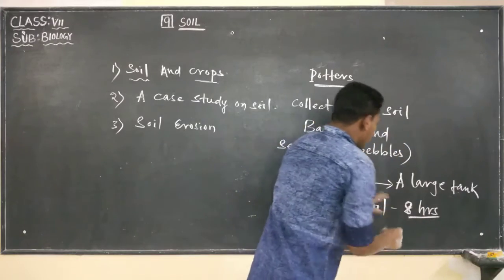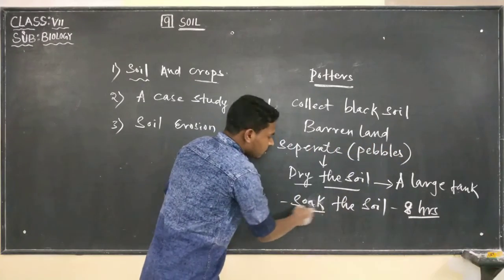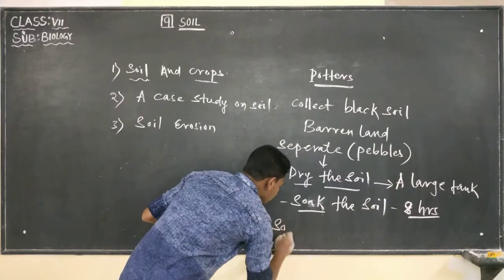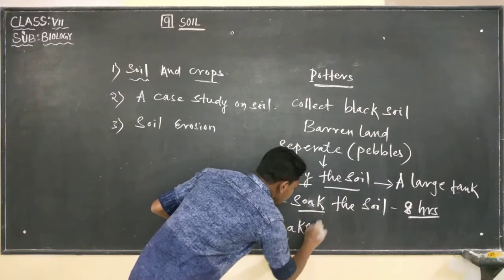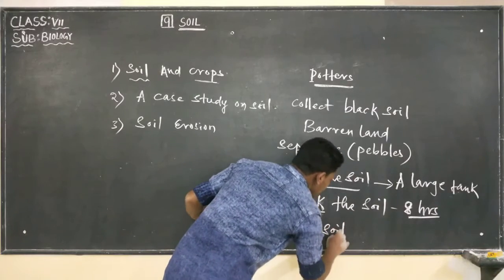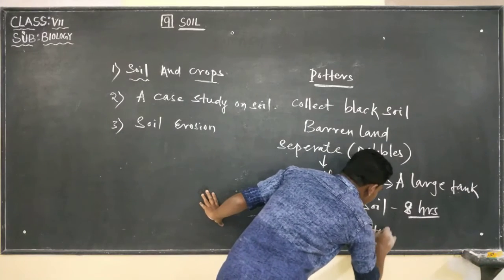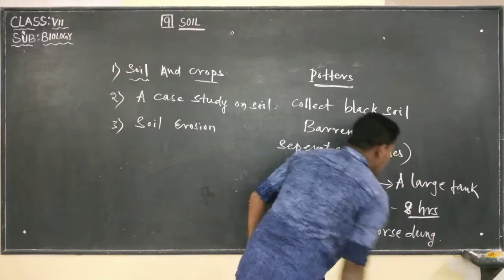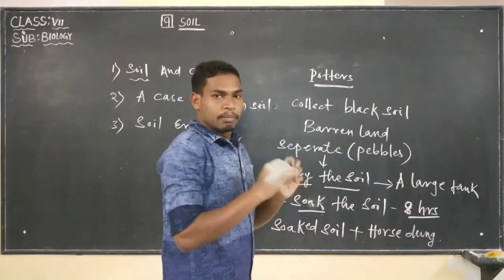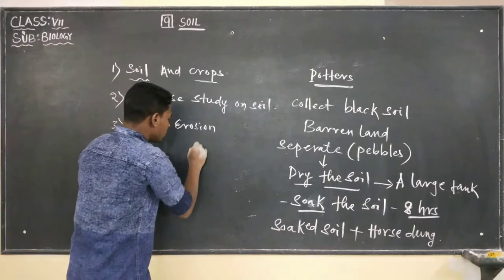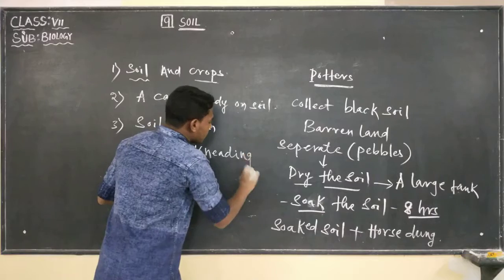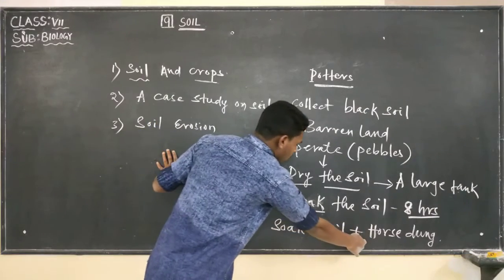After this, they mix horse dung into the soaked soil. So here I am writing: soaked soil plus horse dung. They mix it properly, and that process is known as kneading. They knead the soil with the help of horse dung.